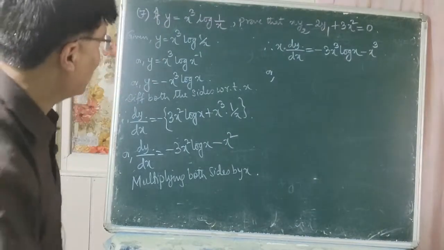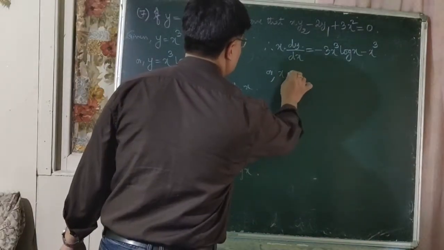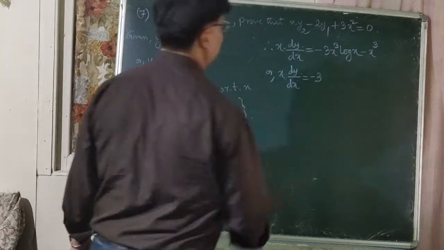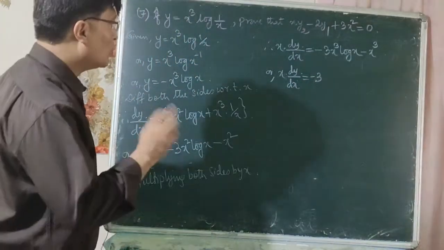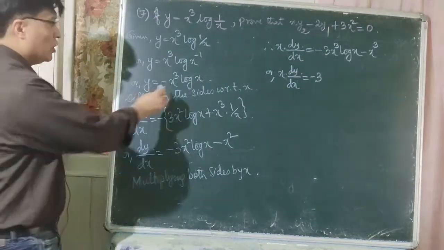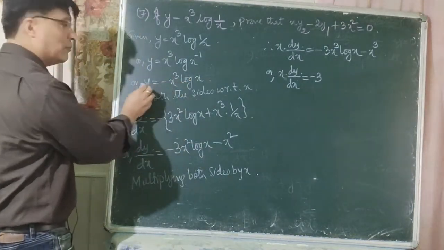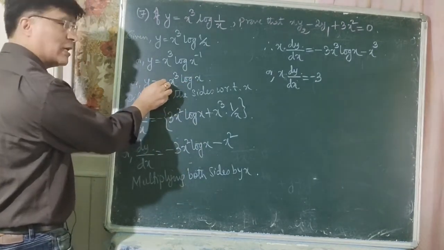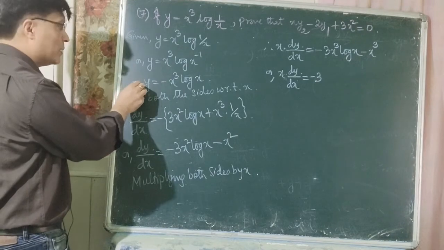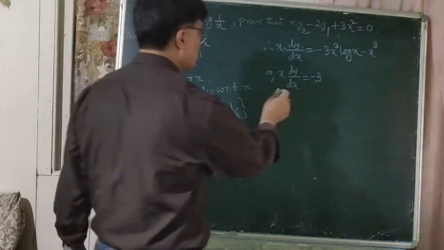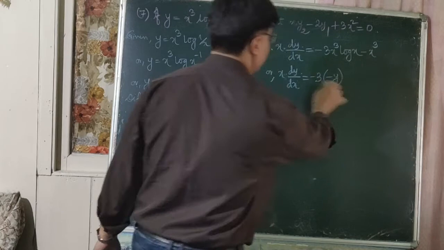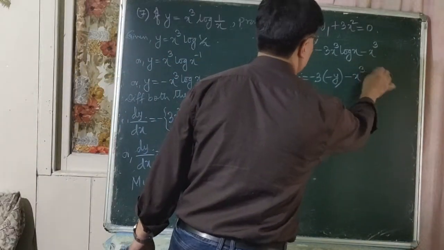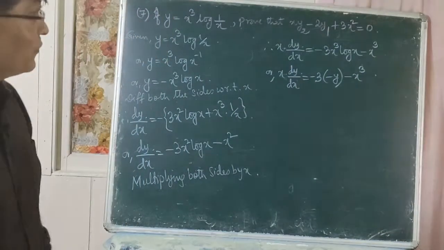So now here you can write x into dy by dx is equal to minus 3 into, what is the value for x cube log x? It is minus y. This minus is taken to the left hand side, so it becomes minus y. So what is the value for x cube log x? It is minus y. Is that clear? Then it is minus x cube remains same. Is that clear to all of you?